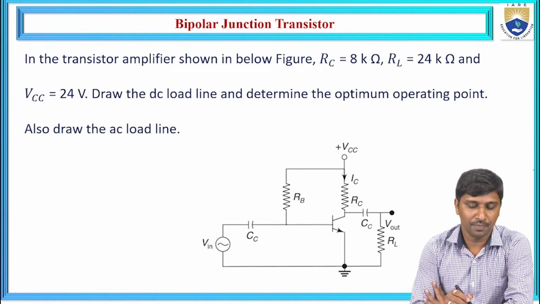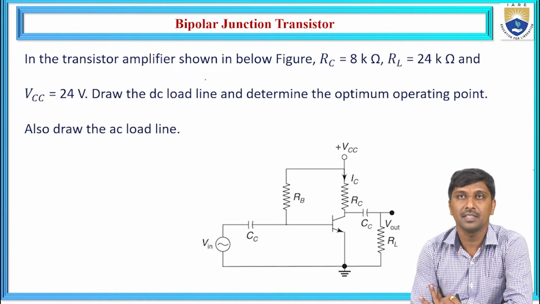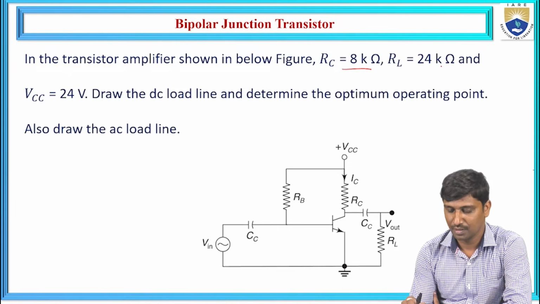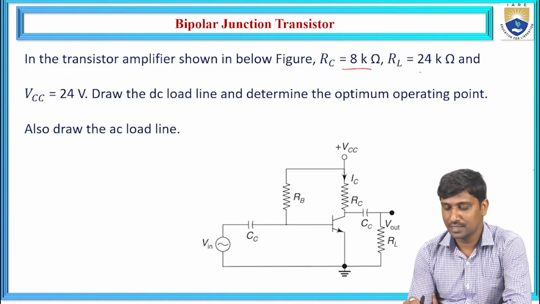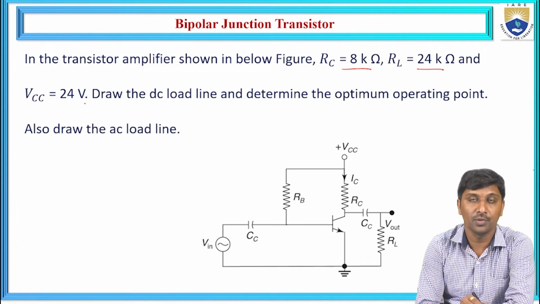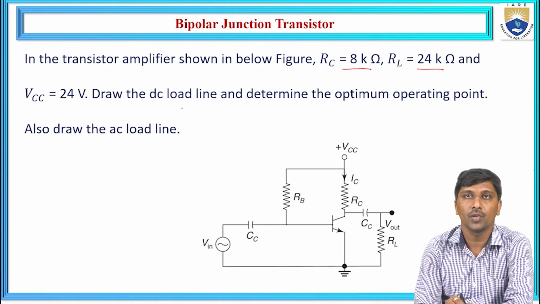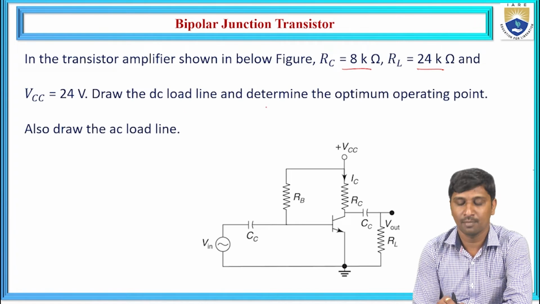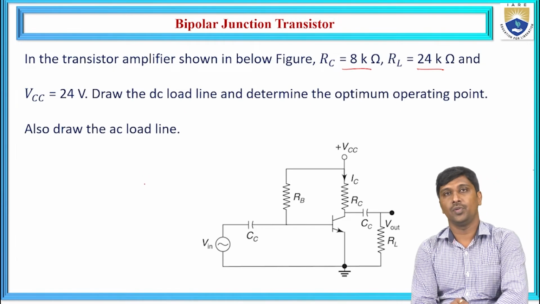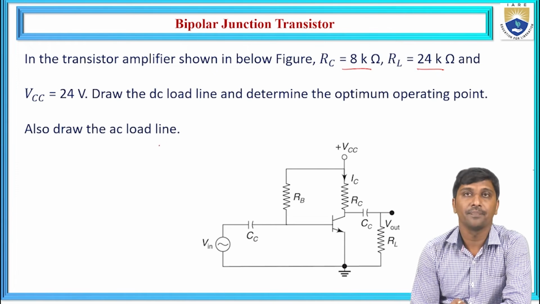Now another problem: in the transistor amplifier shown in the figure below, the collector resistance RC is 8 kilo ohms, the load resistance is 24 kilo ohms and the VCC is 24 volts. Draw the DC load line and determine the optimum operating point, and also draw the AC load line.